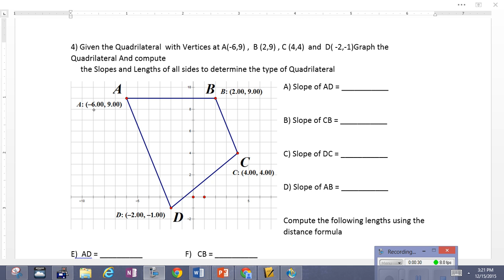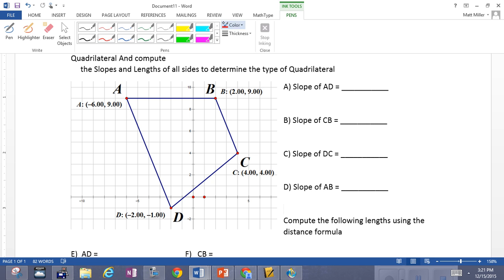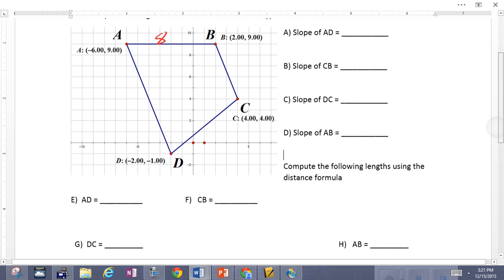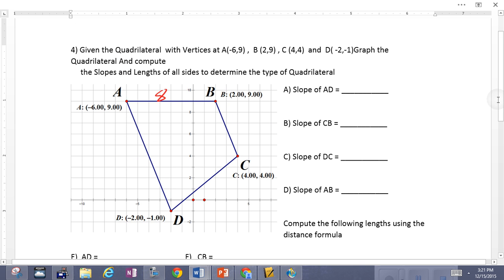So I put the points here. You can see that this is, of course, a horizontal line. So for the horizontal line, the length is just the difference in the x coordinates. So that length AB is 8 units. That's what I asked for down here later, but it's easiest to compute right now. Okay, so that's 8. Now we're going to do the slopes.